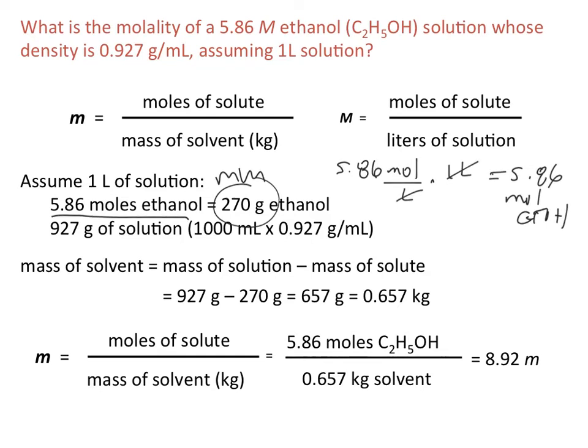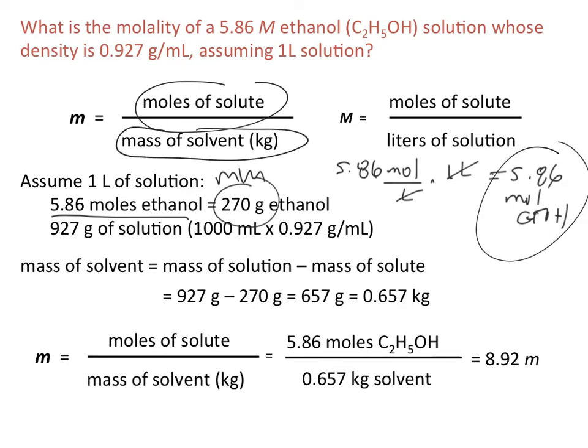Now, we already know the moles of our solute. That's already been established here. So in order to calculate our molality, we need to figure out the mass of the solvent in kilograms. So now we're going to take our density and figure out the overall mass of the entire solution. We're going to take the 1 liter that we have of our solution and convert that into milliliters, and we're going to multiply it by our density. Milliliters and milliliters are going to cancel there, and that's going to give us our total of 927 grams of solution.